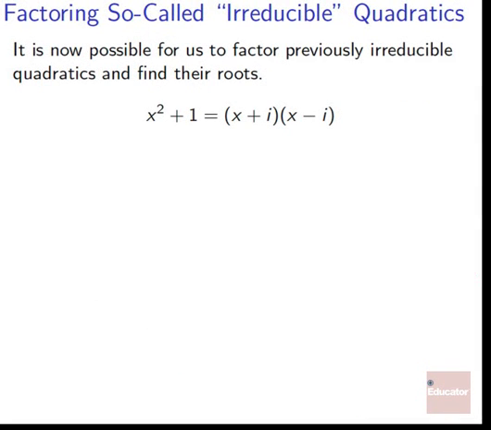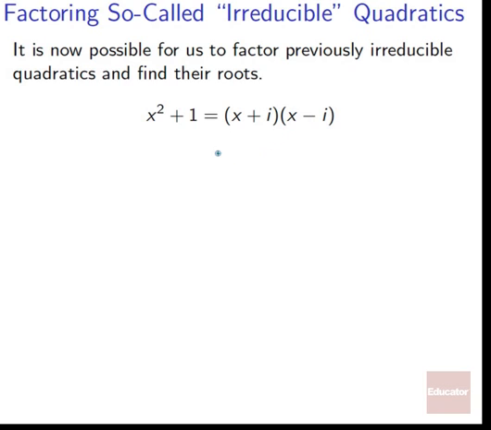All right, now that we understand the basics of how to work with complex numbers, we're at a point where we can actually see how to factor irreducible quadratics. It's now possible for us to factor previously irreducible quadratics and find their roots. So x squared plus 1, we see, is now factored into x plus i and x minus i.